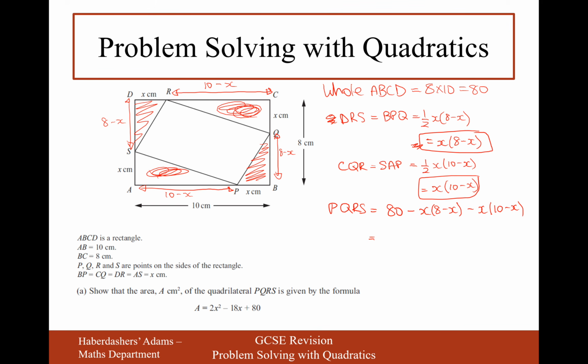Okay, so let's now try and simplify this. It's going to be 80 minus, and then it's going to be minus x times 8 and minus x times minus x, so it's going to be minus 8x, but then plus x squared, because we've got a double negative at the front and then inside the bracket. And then for the second part, it's going to be minus 10x, and then it's going to be minus x times minus x, that would be plus x squared, 1 outside the bracket, 1 negative inside the bracket. So it's going to be 2x squared minus 18x plus 80. And there we are, that's the answer to that question.